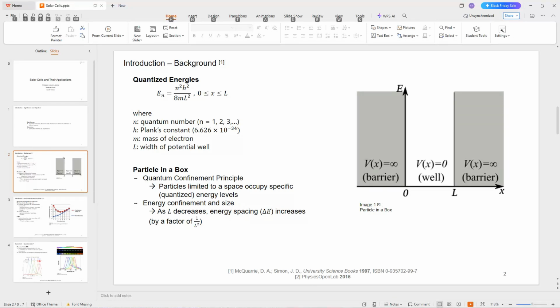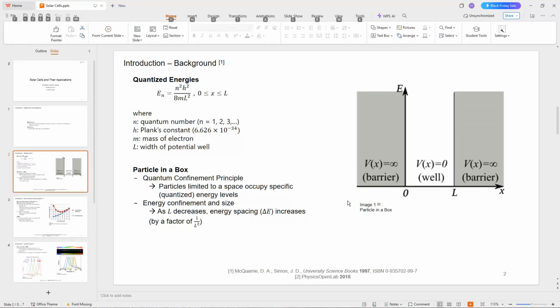Each of these energies corresponds to a standing wave inside of this box. And the electron's wave function only fits certain patterns between these walls. This leads to the idea that energy is quantized, and an electron can only exist at certain energy levels and nothing in between.